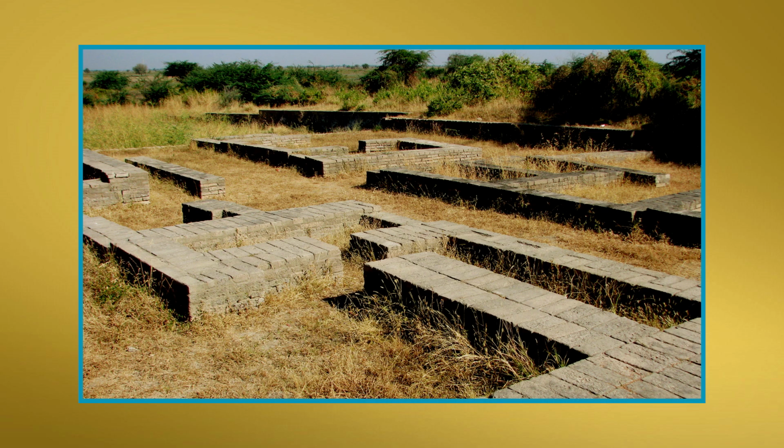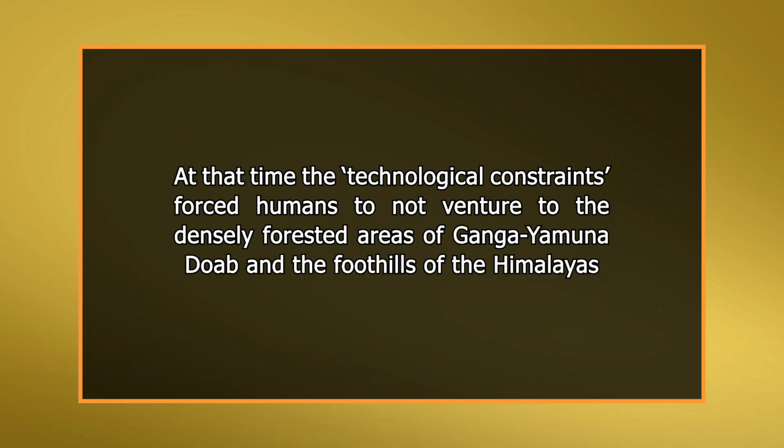Dear students, the description of the physical features of India provides the ideal backdrop to examine the social perception of landscape as it evolved since ancient times. The beginning of civilization in India is traced to the semi-arid region of Sindh. The river valleys of the arid region provided suitable conditions for the emergence and growth of a society based on agriculture. At that time, technological constraints forced humans to not venture into the densely forested areas of Ganga, Yamuna, Doab, and the foothills of the Himalayas.